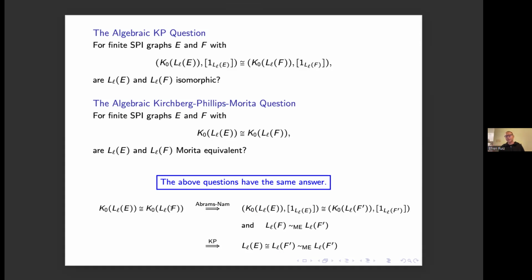And then you just change the graph, using that corners of a Leavitt path algebra is again another Leavitt path algebra. This is the result of Abrams and Nam to get an honest to goodness pointed isomorphism between K0 groups. And by changing the graph, of course their graph is actually Morita equivalent to the original one. So if you have the usual algebraic Kirchberg-Phillips with the unit taken into account, you'll have these two now isomorphic, and then that's Morita equivalent.